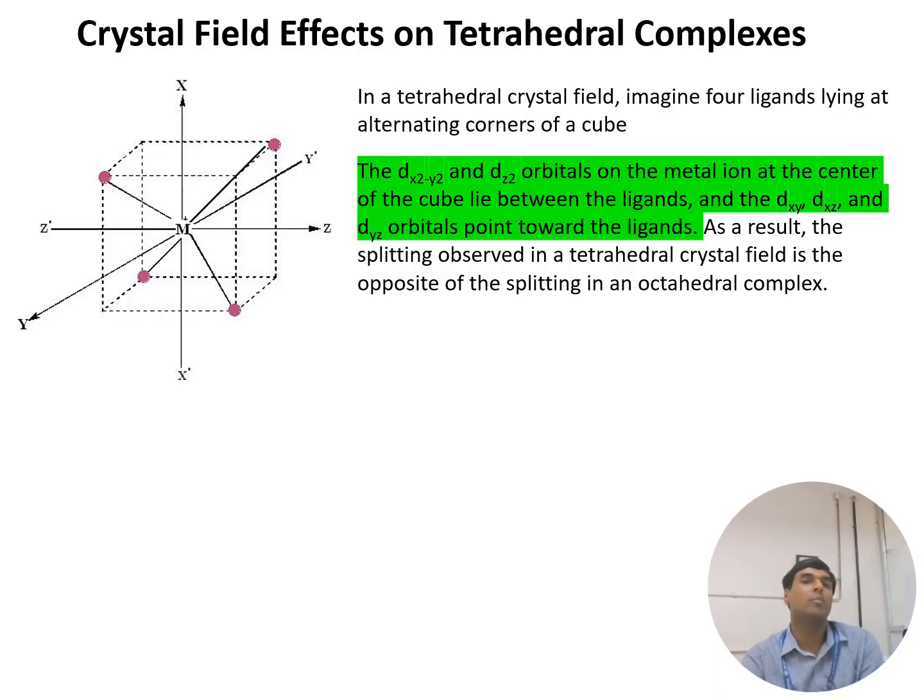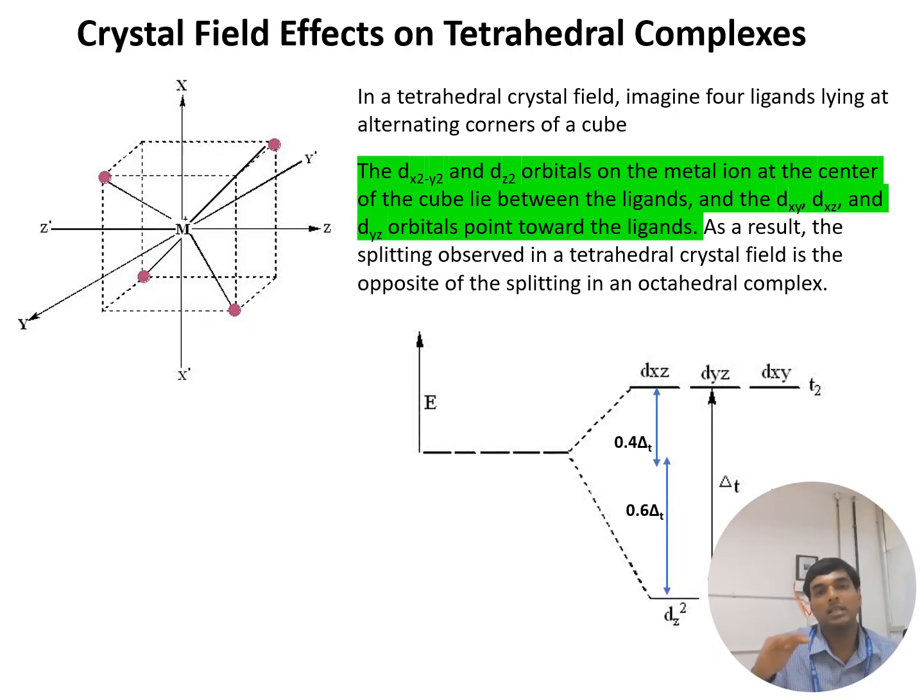Now, in a tetrahedral complex, that scenario will be opposite because the dx square minus y square and dz square orbitals on the metal ion will be in between the axis, and dxy, dyz, dzx will be towards the ligand. So as a result, the splitting will be completely opposite: dz square and dx square minus y square will go down, whereas dxy, dyz, dzx will go up. The energy gap between T2 and E here will be 4 by 9 of delta O.